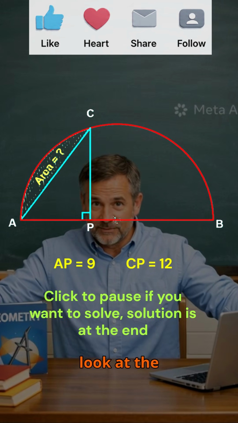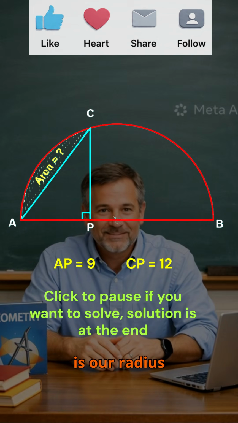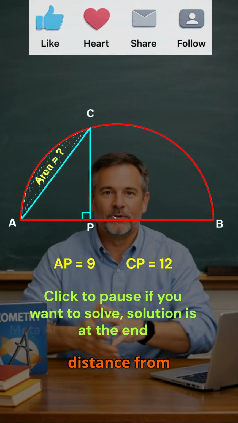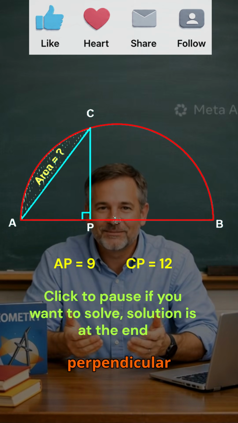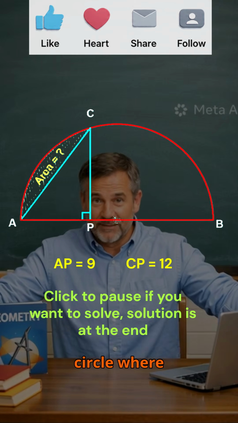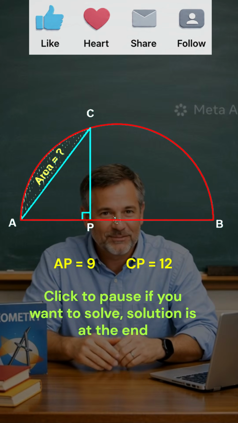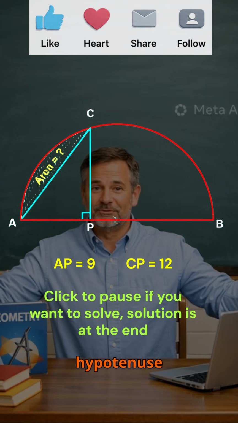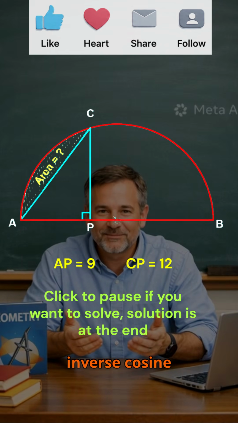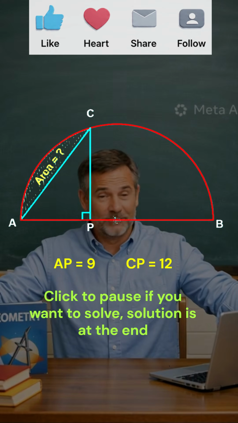Let's look at the center of the circle, which we'll call O. The total distance from the left edge to the center is our radius of 12.5. Since the first segment takes up 9 units, the remaining distance from the center to the foot of our perpendicular line is 3.5 units. This forms a neat right triangle inside the circle where the base is 3.5 and the hypotenuse is the radius of 12.5. Dividing that base by the hypotenuse gives us a cosine ratio of 7/25. Taking the inverse cosine of this fraction gives us our central angle, which is roughly 1.287 radians.